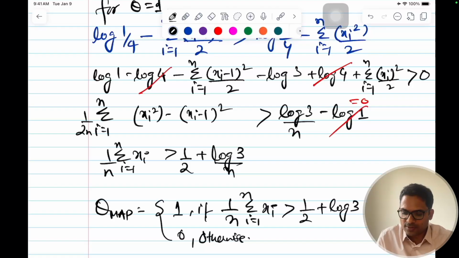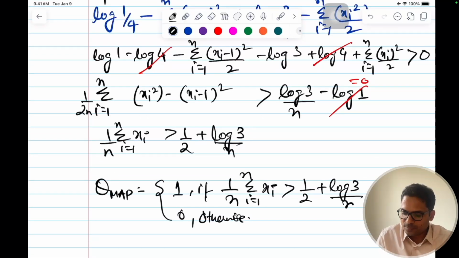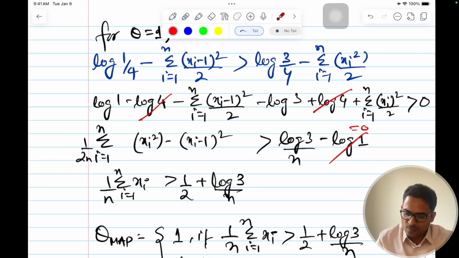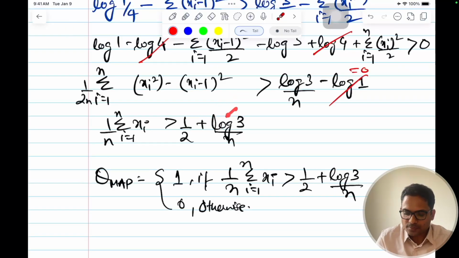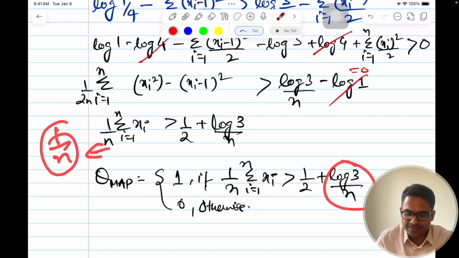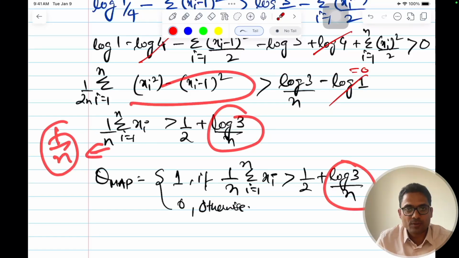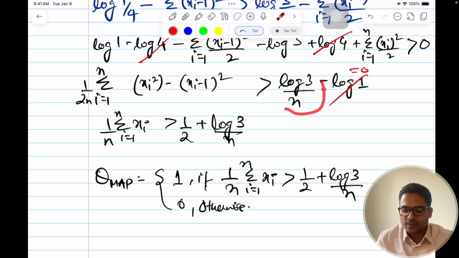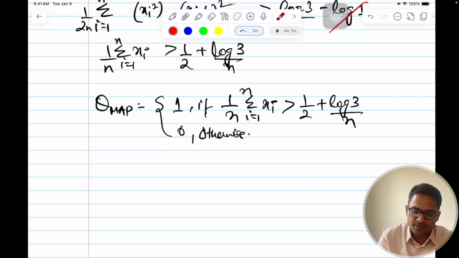Earlier it was 0, so that's why it went off. Now this log 3 by n will come here. Okay, so just do the maths, you will get it. It's simple, just equating. Just solve it step by step, and you will reach here. You will divide by 1 by n on both sides, and then you will get it. This n common is what I missed out from there. Earlier it was 0, so no problem, but now there is a term, so it will divide this side also, and that's why you will have this. I hope that is clear. So this is our theta MAP for a biased prior.